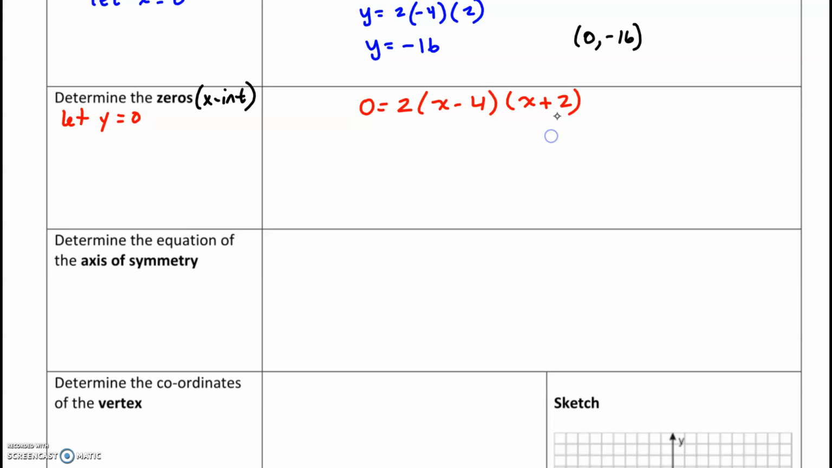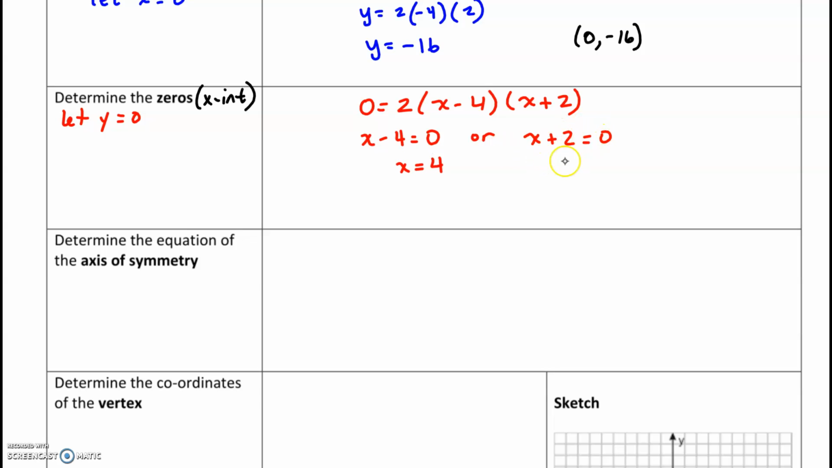Since this first bracket has to equal 0, we write that as a linear equation. X minus 4 equals 0. Or we know the second bracket could equal 0. X plus 2 could equal 0. And then we go ahead and just solve each of these individually. So for x minus 4 equals 0, I'll add both sides by 4. I get x equals 4.